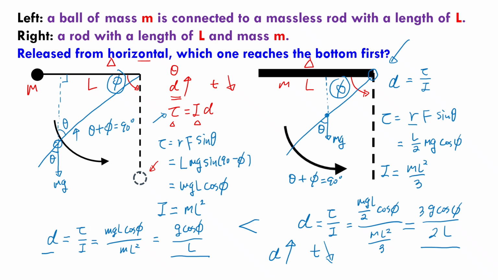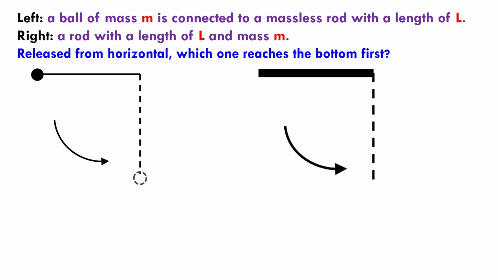So we used this classical equation to solve this question. Let's look at a different method. Let's look at the same question, but think about using a different method. Let's imagine our ball and rod rotate an angle of phi. And for the right system, it's the same. Let's imagine the rod rotates an angle of phi. Now let's think about this.